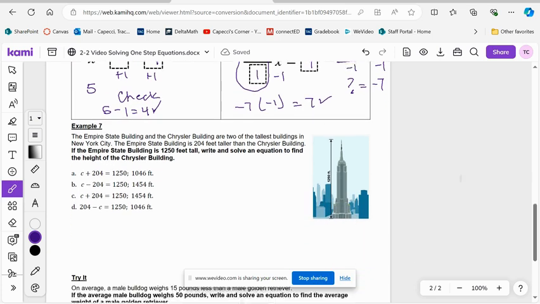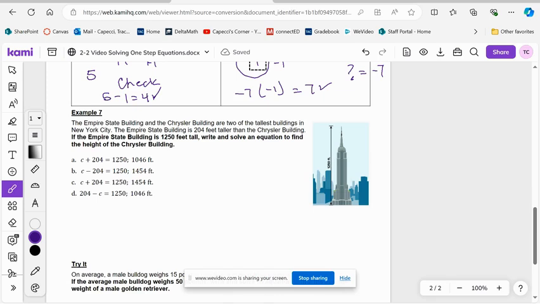The Empire State Building and the Chrysler Building are two of the tallest in New York City. The Empire State Building is 204 feet taller than the Chrysler Building. Okay, so the Empire State Building is taller. If the Empire State Building is 1,250 feet tall, write and solve an equation to find the height of the Chrysler Building. Okay, so we have the Chrysler Building plus 204, because that's what we need to add to it to get to the Empire State Building.